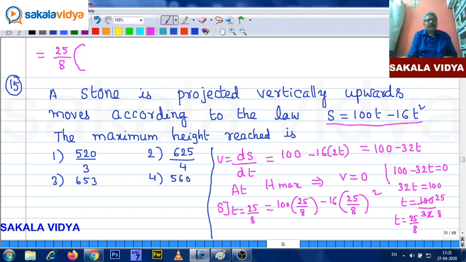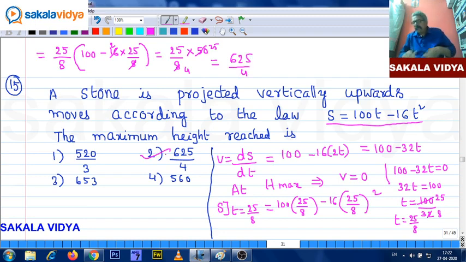Right now 25/8 common, 100 minus 16 into 25/8, that is 100 minus 50, which is 50. That means 25/8 into 50, and this will be 625/4. So second option is the right option, right?